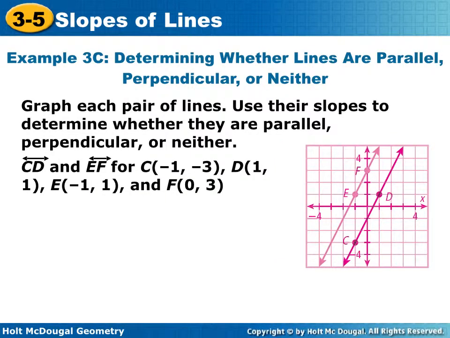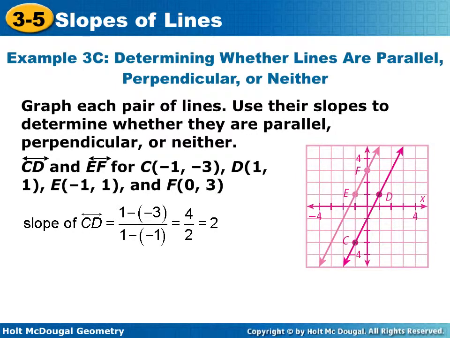Graph each pair of lines. Use their slopes to determine whether they're parallel, perpendicular, or neither. Okay, they look parallel, don't they? I want to say, well, obviously they're parallel. But again, I need to see that you know how to calculate slopes. So let's go ahead and calculate the slopes. Find the slope of line CD. You're going to get 4 over 2, which is 2. Find the slope of EF. You're going to get 2 over 1, which is 2. And since both slopes are the same, we can say that the lines are indeed parallel.